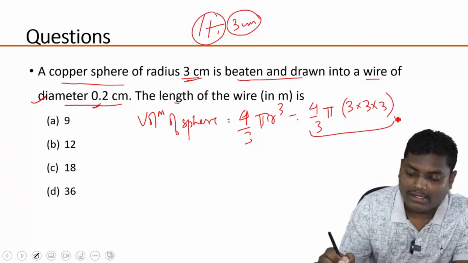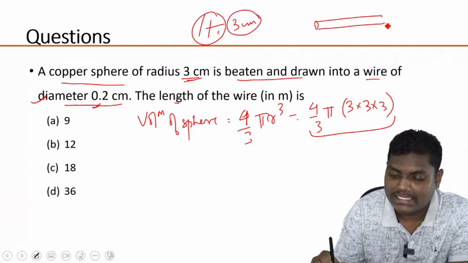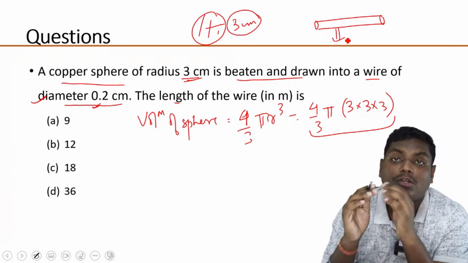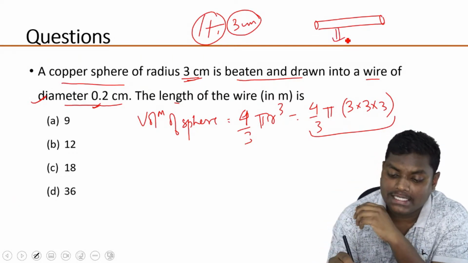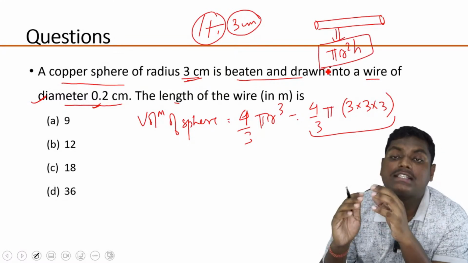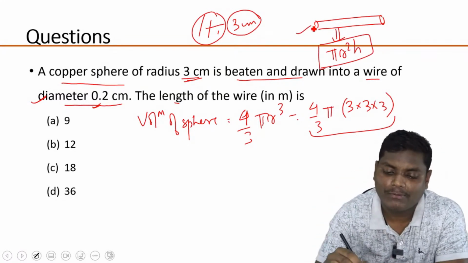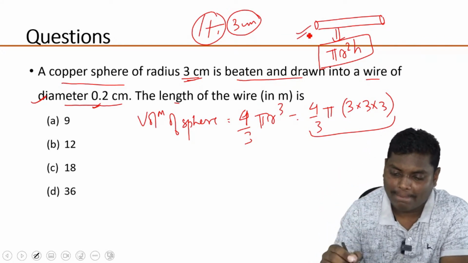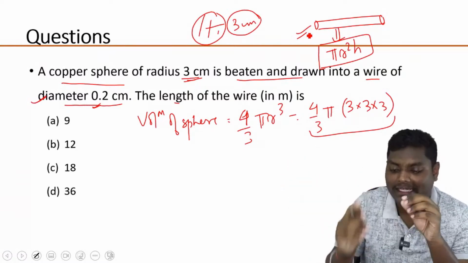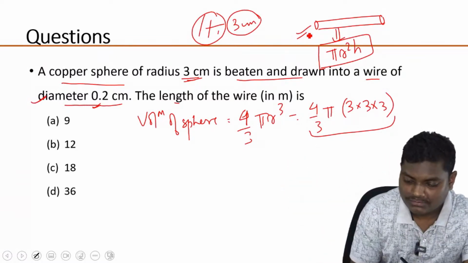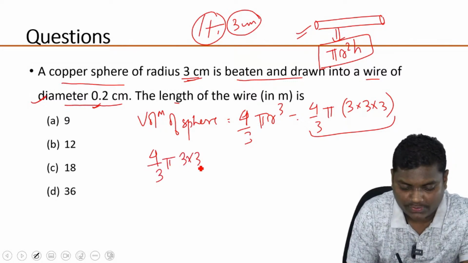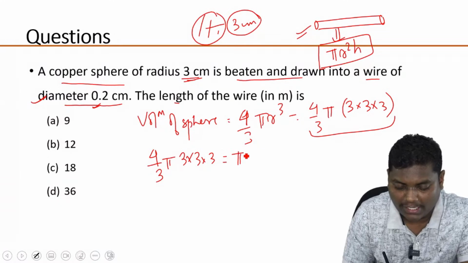So the wire, if we consider a wire, it is basically cylindrical in shape. So for the volume of the wire, we know it is pi r square h. Since a wire is a cylinder, the volume of the wire will be pi r square h. Now you just need to correlate these two, because this volume will be transferred into that. So we can get the height, or the length, from here. So 4 by 3 pi 3 into 3 into 3 is equal to pi r square h.